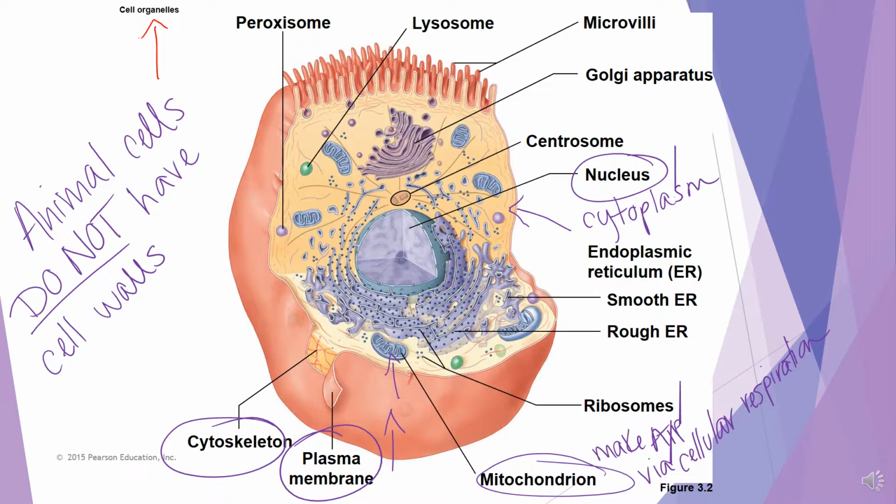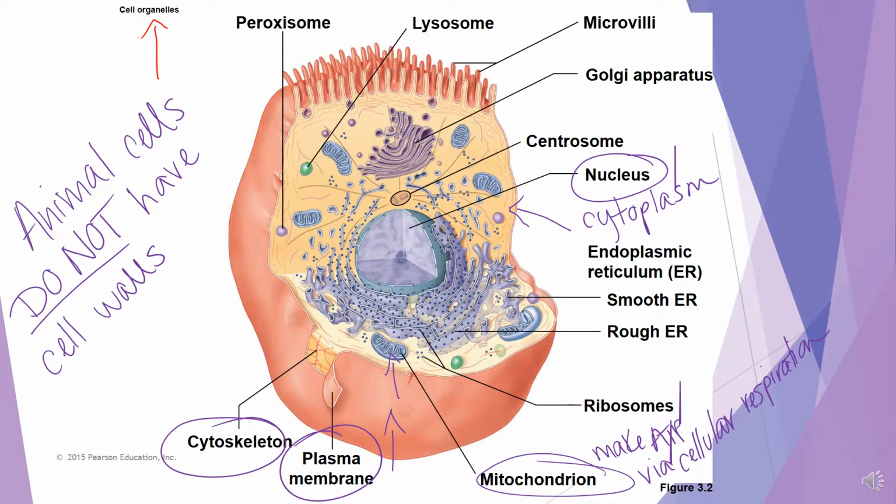And if you remember what cellular respiration is, it's glucose plus oxygen through the process of enzymes gives us CO2, ATP, which is our goal, and water. So the mitochondria is very important. Basically, without this energy, the cell cannot function.